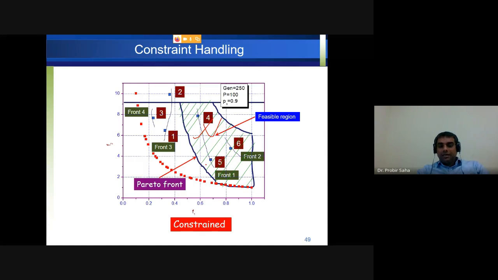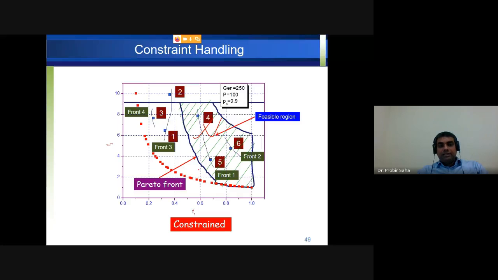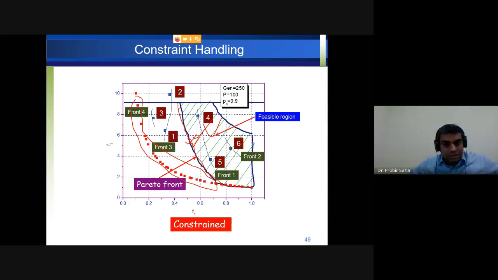But again, what I have to do, I have not shown here. Again, I have to also find out the Pareto front, and the Pareto front may be like this, because the Pareto front which I have got is again outside, which is not acceptable. So it has to be here, right? So this is how the constraint can also be handled in NSGA2.